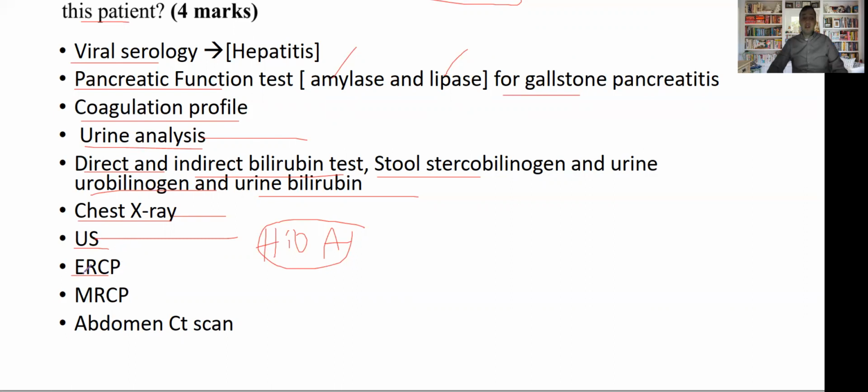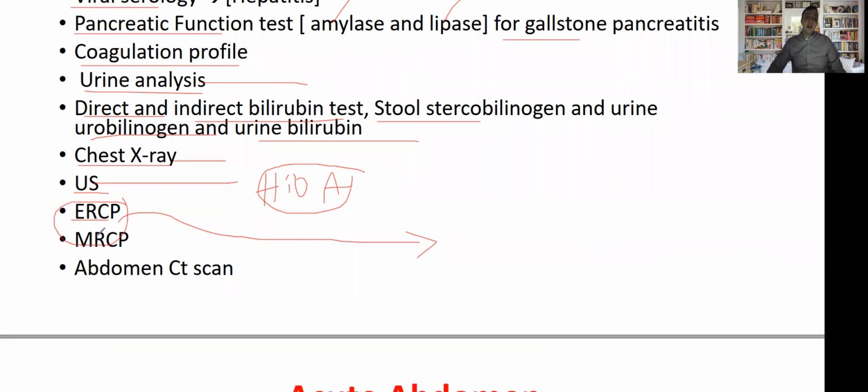ERCP or MRCP: ERCP stands for endoscopic retrograde cholangiopancreatography, MRCP for magnetic resonance cholangiopancreatography. They can definitely be used for suspected common bile duct stones. The ERCP is diagnostic and therapeutic. MRCP is only diagnostic, and they have high sensitivity and specificity for diagnosis of common bile duct stones, and sometimes for cholelithiasis.